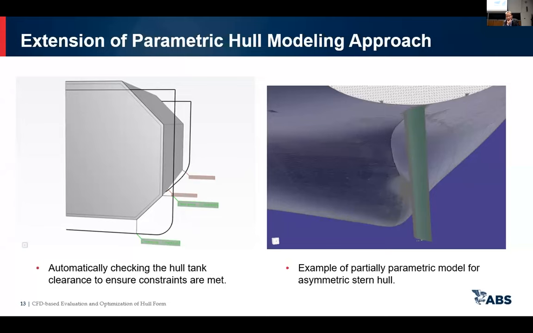On the left side, it's not fully parametric. It's a partially parametric model for an asymmetric stern hull, to improve the flow pattern into the propeller plane. And here we didn't parameterize the entire hull. We didn't even parameterize the stern. We just picked the stern bilge line, and we modified it. We drag it on the left side, and then the hull follows that line.